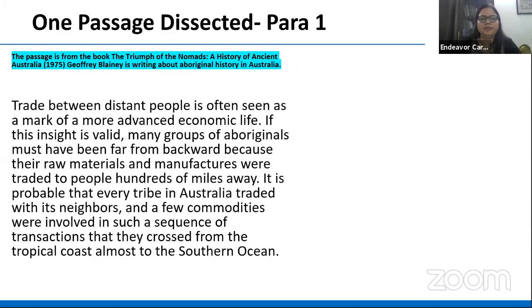Not that in every passage we get some sort of background information, but just because we are understanding structure, let's also look at this. So this passage is taken from the book The Triumph of the Nomads, A History of Ancient Australia, written by Geoffrey Blainey. And what is Geoffrey Blainey doing here? He's a historian who's writing about the Aboriginal history in Australia.